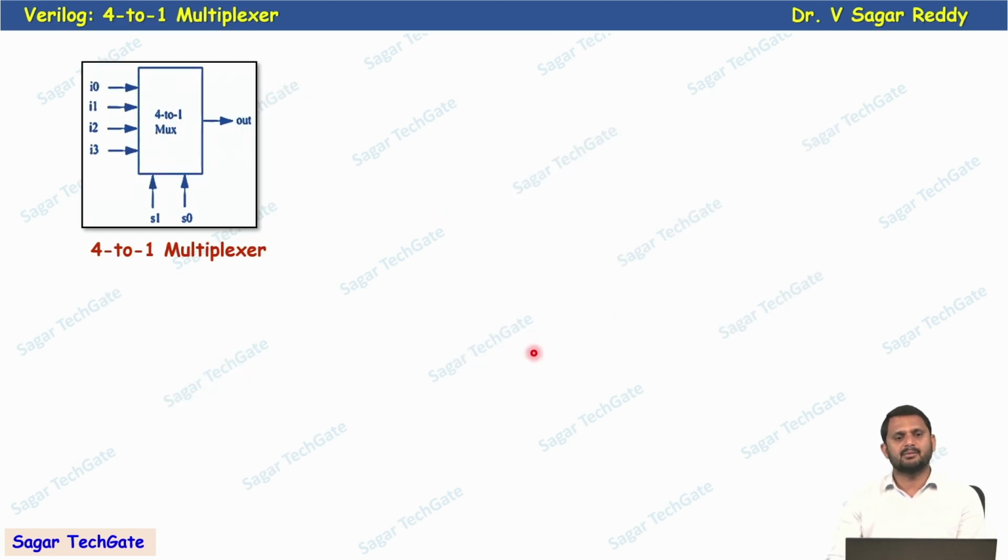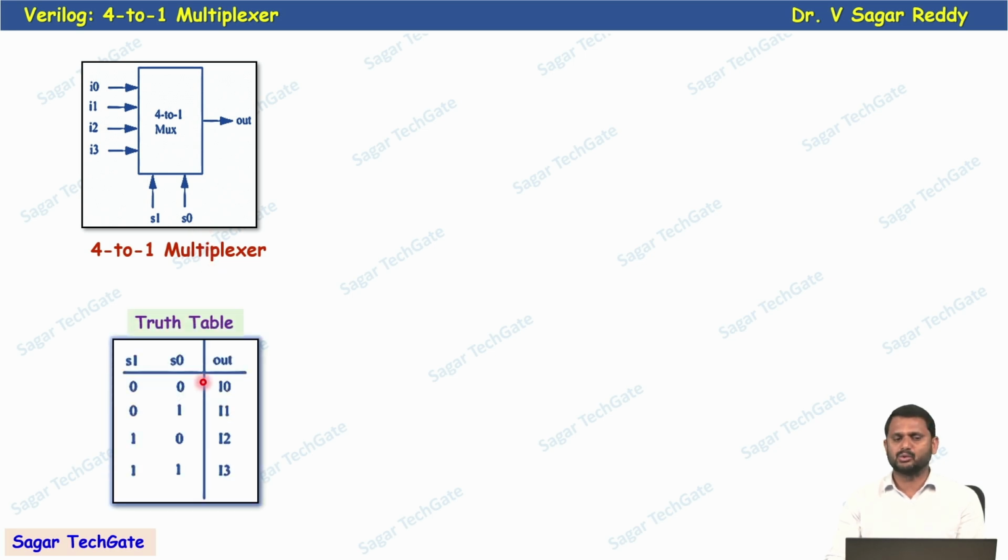Now another example, the 4:1 multiplexer. These are the 4 inputs and 2 selection lines, with one output. If you know the truth table, then using it directly we can write the behavioral modeling style. This is the truth table. S1, S0 both 0, out equals I0; 0, 1, out equals I1; 1, 0, then out equals I2; 1, 1, then out equals I3. So how do I write the Verilog code?